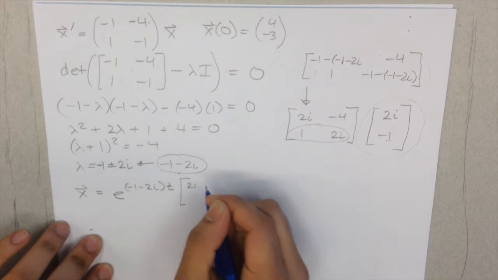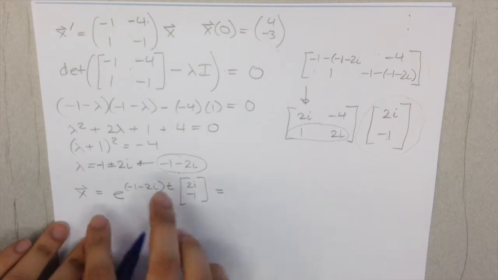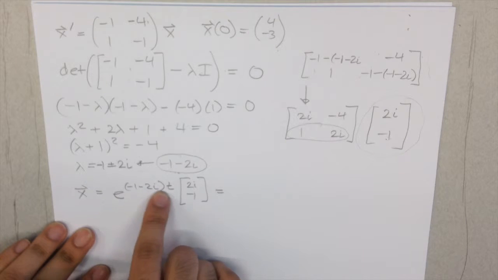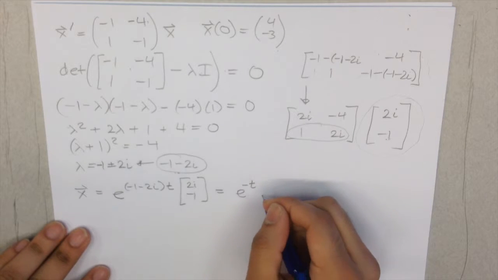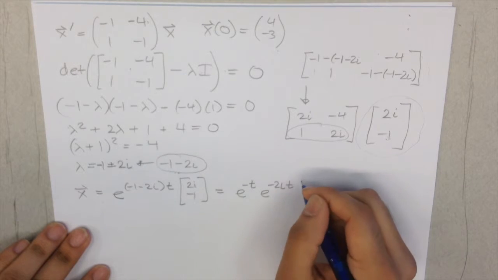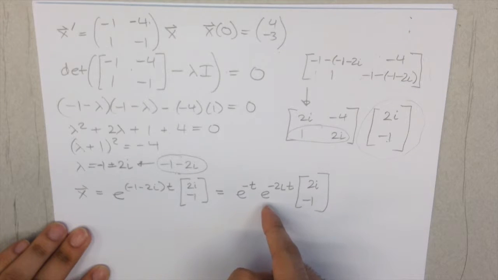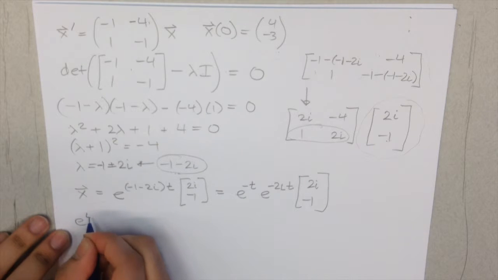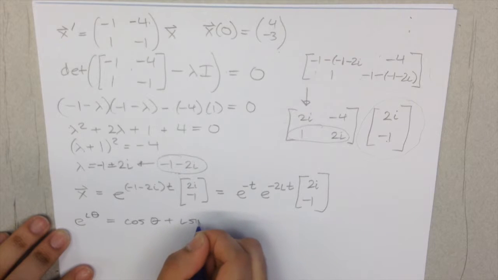So we get (2i, -1). Then what we do is we separate the real and imaginary parts in the complex exponent. So we get e to the -t times e to the -2it times (2i, -1). This is where we need something known as Euler's formula. Euler's formula says e to the i theta is equal to cosine theta plus i sine theta.